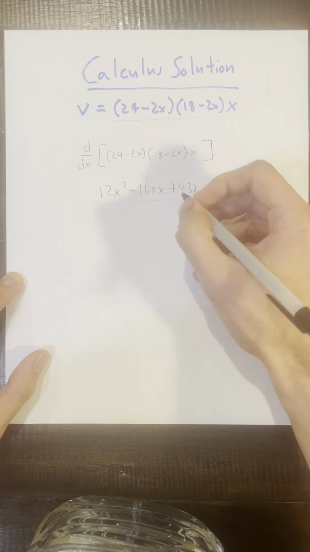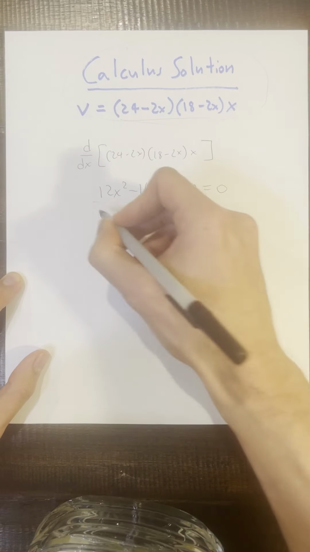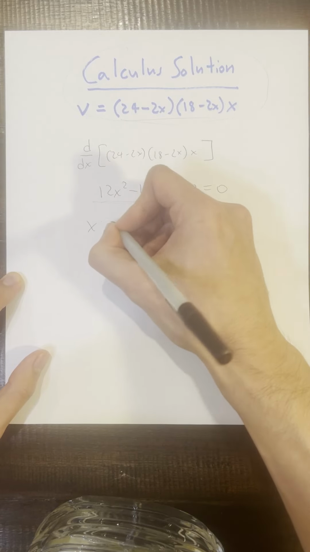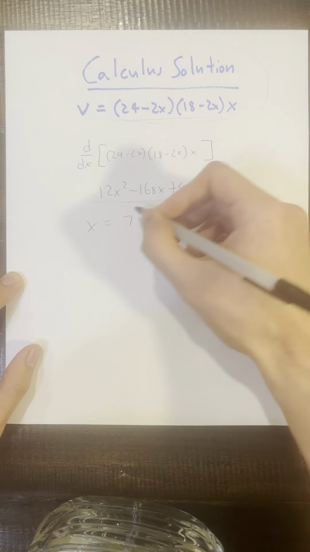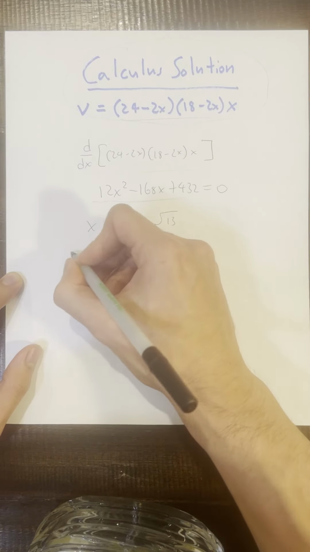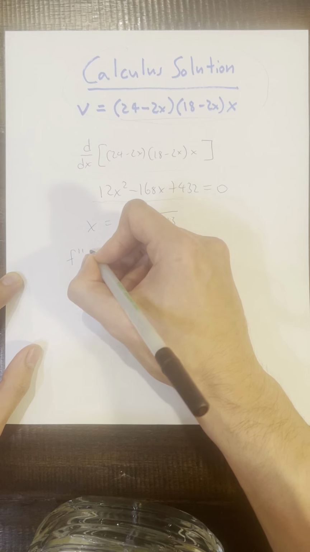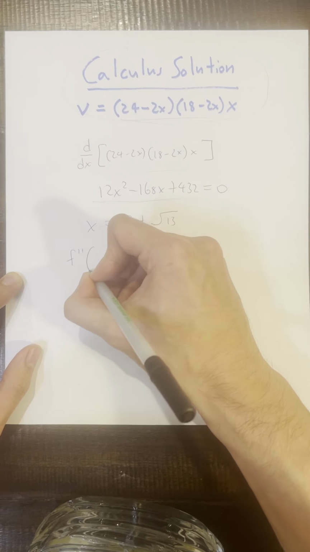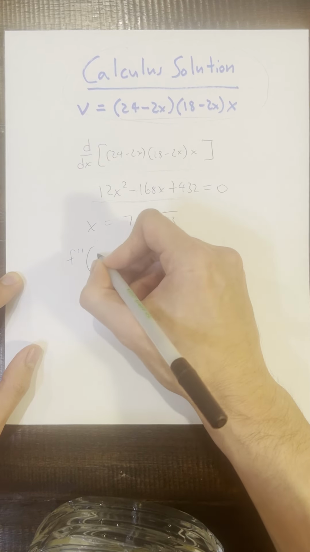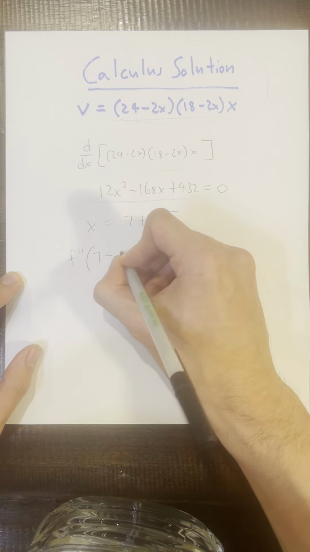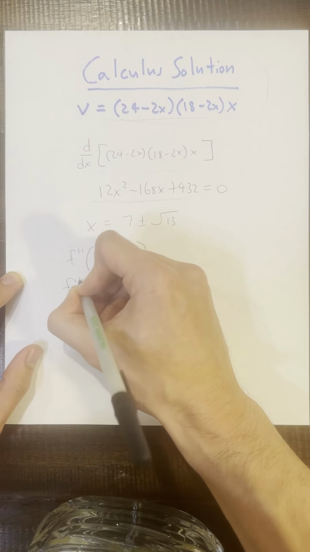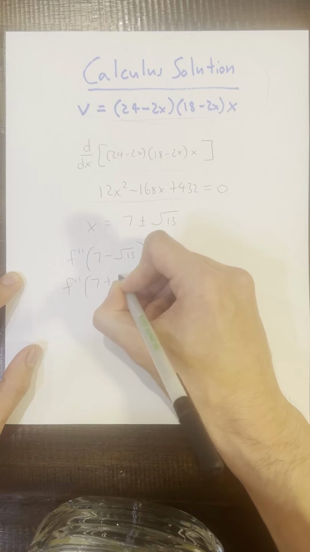And then we want to find the critical point. So we're going to set this equal to 0, solve the quadratic. You're going to get x is equal to 7 plus or minus root 13. And then we're going to do the second derivative test. So we'll do f double prime of the critical points. So this will be f double prime of 7 minus root 13, and then f double prime of 7 plus root 13.